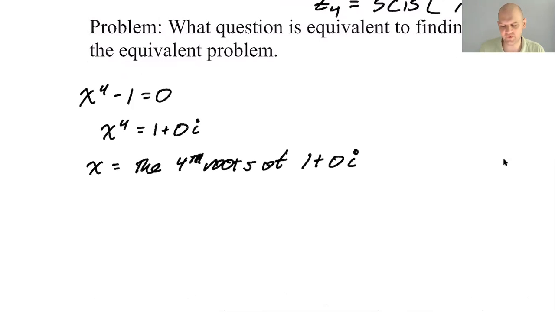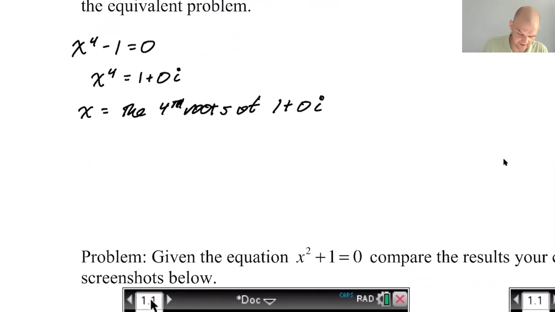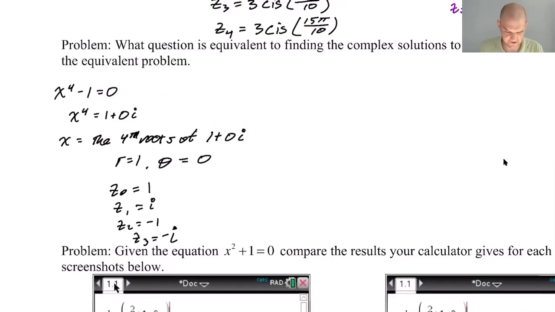It's an equivalent problem. So we now know that we could find that by saying that r is 1, theta is 0. Then we go through the process and we'll get z0 is 1, z1 is i, z2 is -1, and z3 is -i, which we did in this problem. That's how I know those answers.